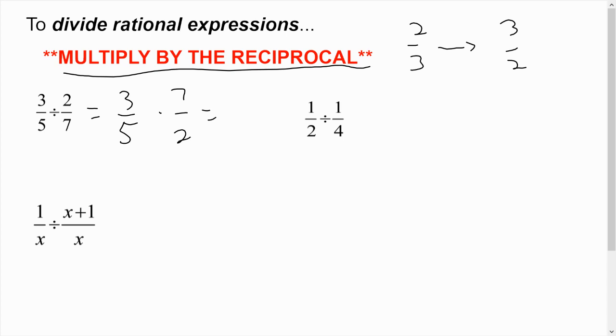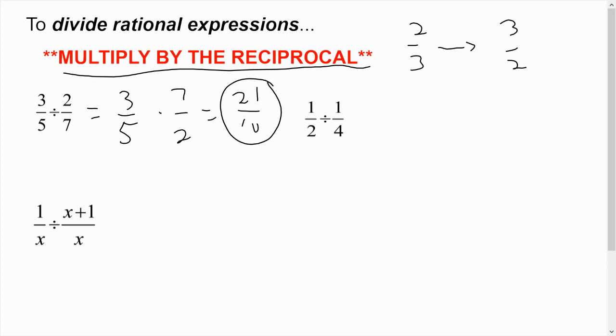So I look at this and I want to say, okay, can I reduce on the diagonals? Is there a number that goes into both 3 and 2? There isn't. Is there a number that goes into both 5 and 7 other than 1? There isn't. So I can't make this any smaller. Now I multiply straight across. 3 times 7 is 21. 5 times 2 is 10. So there's that first answer.